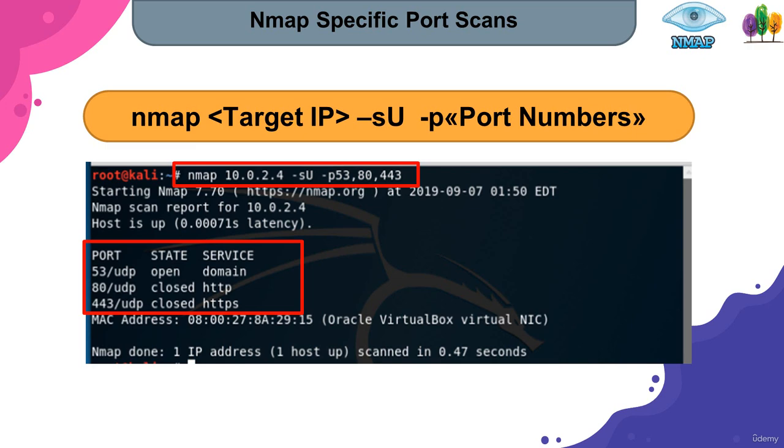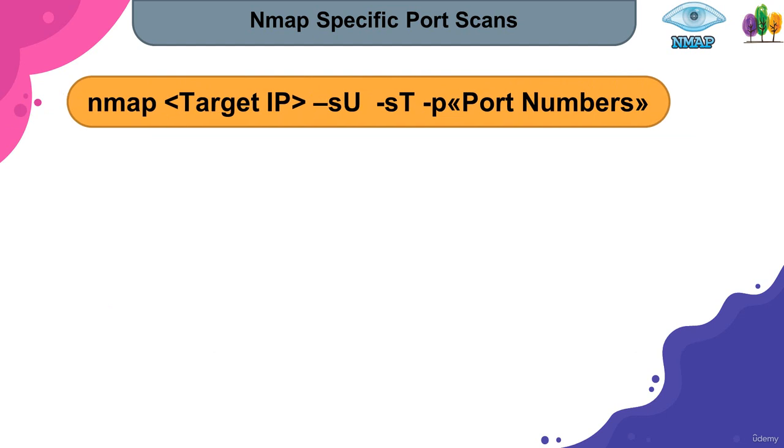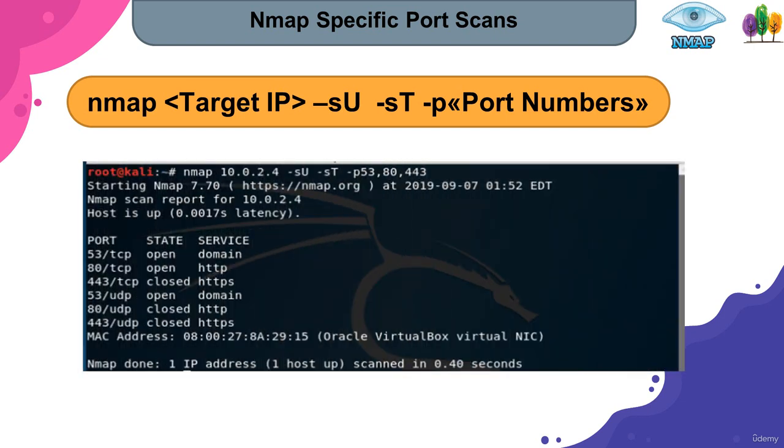Now, both TCP and UDP port scanning can be performed at the same time. When you want to do that, you write this into the command line: nmap -sT -sU -p53,80,443, and press enter. And there you have it. Both TCP and UDP ports show up in the port scan results.